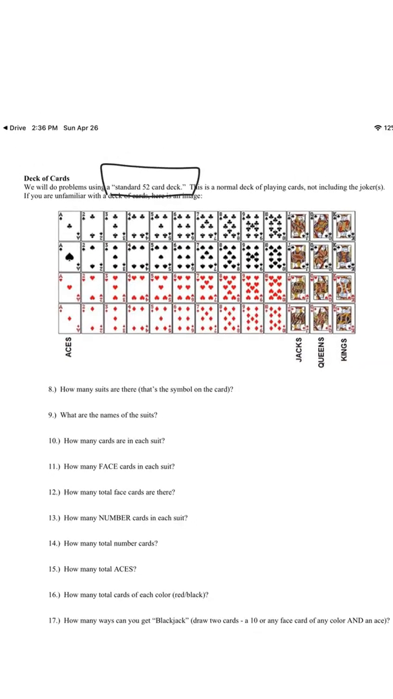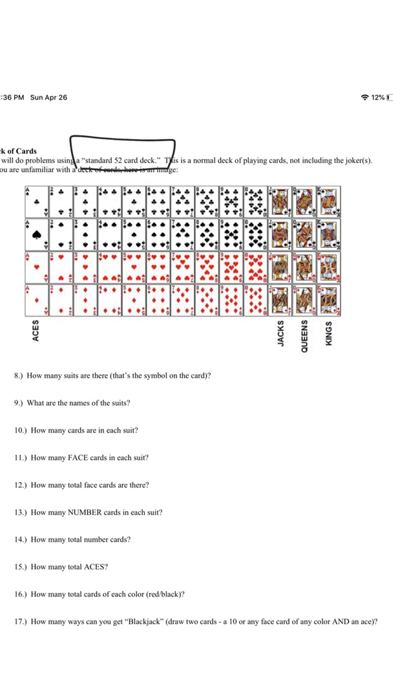And if you're familiar with a deck of cards, we have an ace, a 2, a 3, 4, 5, 6, 7, 8, 9, 10, jack, queen, king, of a spade, a club, a heart, and a diamond. All right? So, you are going to answer these questions based off of the deck of cards.